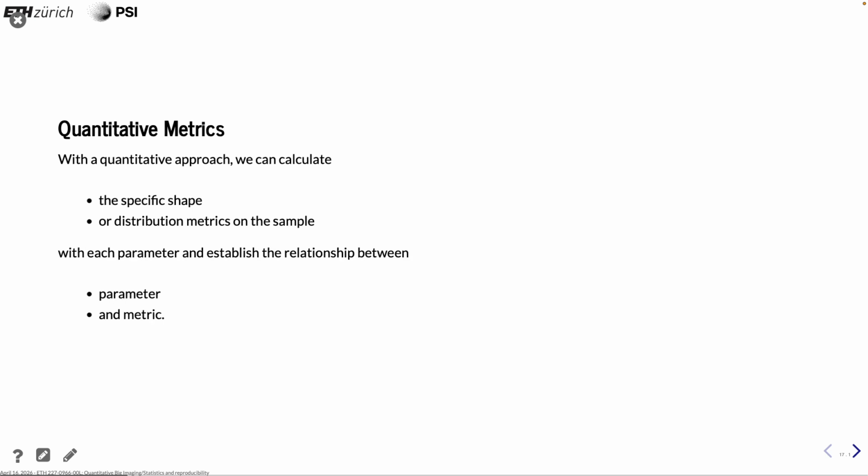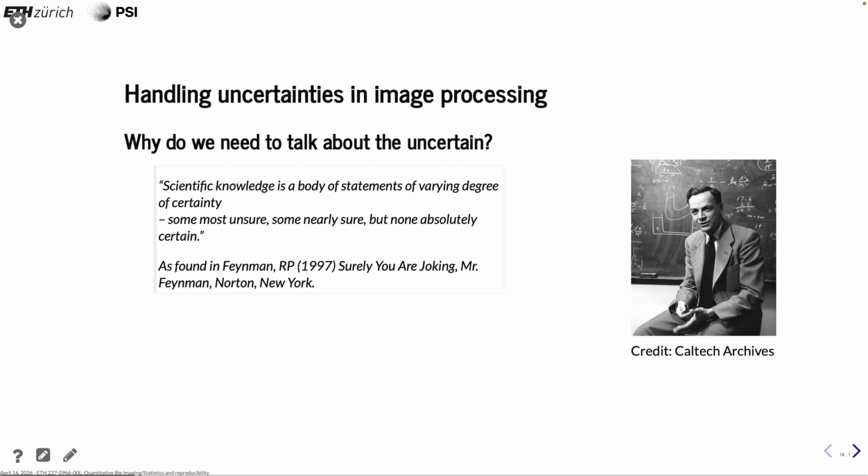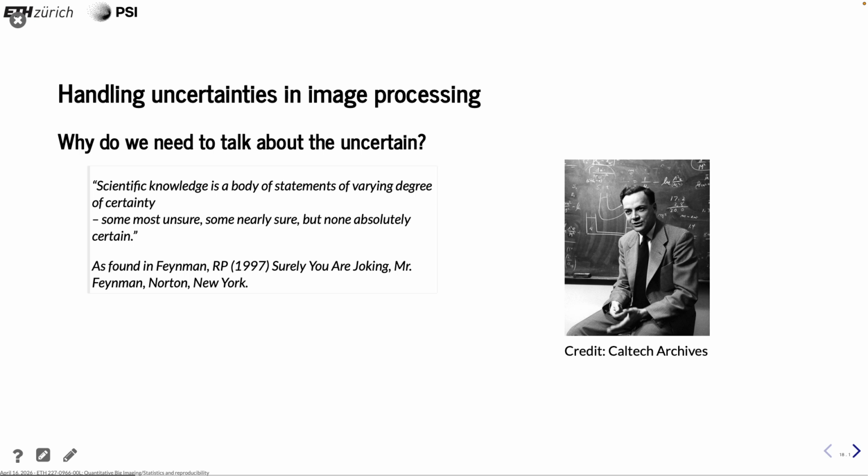For the quantitative, we want to, for example, calculate some specific shapes or distribution metrics on the sample. And we also want to establish a connection between the changed parameter and some metric in the sample and make a conclusion about that. So that was a general part about the ways of how we measure.